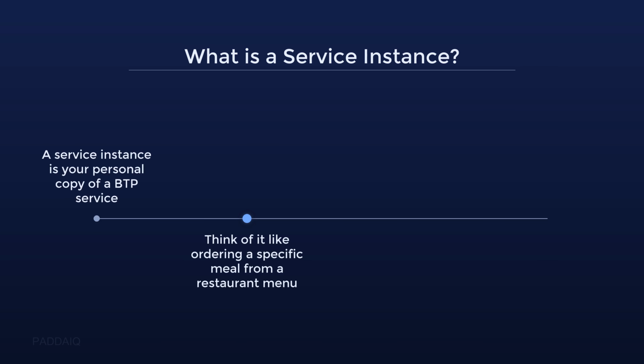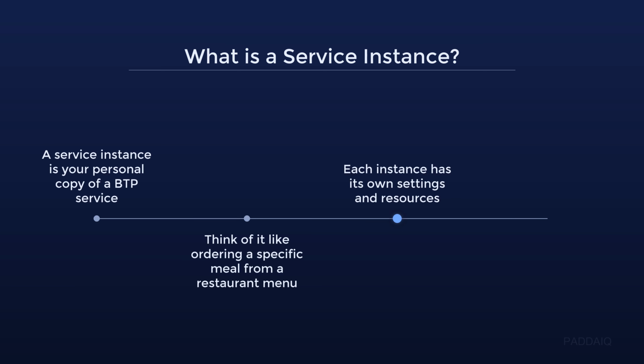Think of it like ordering a specific meal from a restaurant menu. You choose exactly what you need, and the kitchen prepares it for you. For instance, selecting the vegetable pasta creates your unique dish. In BTP, this is how you provision and configure a specific service for your application's use. This tailored approach ensures you get precisely the functionality required.